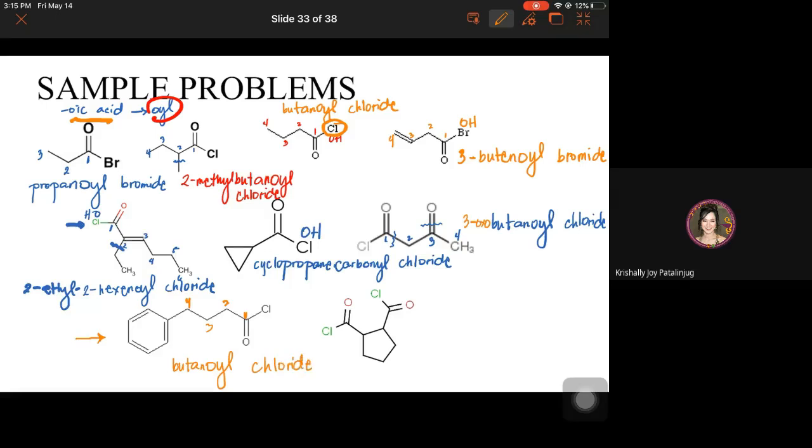Alright? Butanoyl chloride na merong substituent. Nasaan yung substituent? Sa carbon 4. Type in your answer. What is that substituent? Very good. That is phenyl. Okay, so 4-phenyl, sumpay. Butanoyl space chloride.